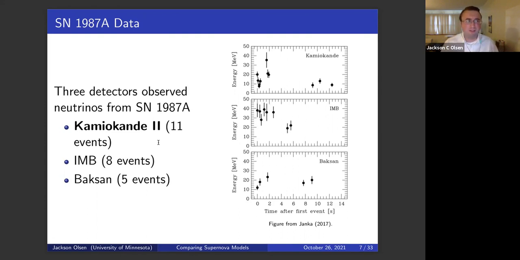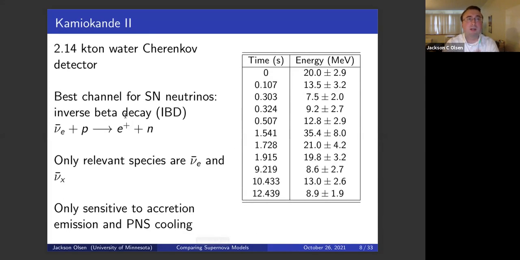Now, for my talk today, I'll be focusing in particular on the Kamiokande 2 data. IMB had some issues with photomultiplier tube coverage, and Boxon was a smaller detector. So really, I'll just be focusing on this Kamiokande data. Kamiokande was a 2 kiloton water Cherenkov detector.